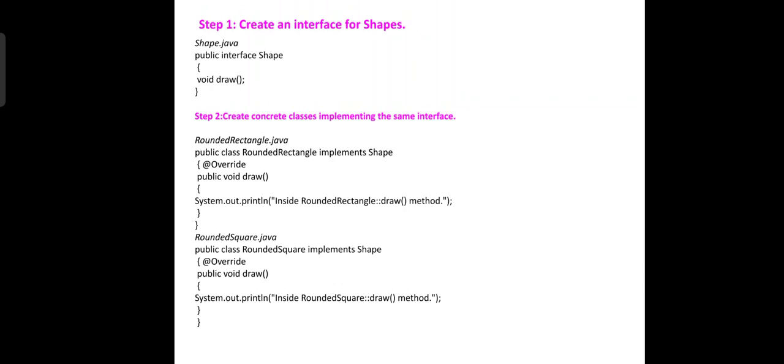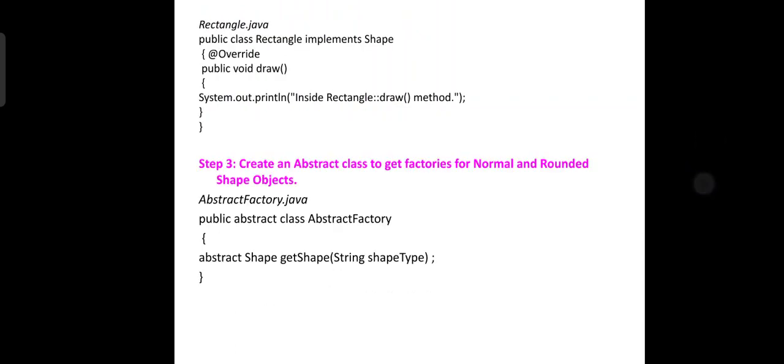System.out.println. After that, RoundedSquare is the class which is used for square, and in that also we will use the draw method for simply printing a statement by using System.out.println. Then the third class is for rectangle. In that also we will use the draw method for printing a statement by using System.out.println. After that, in step number 3, we create an abstract class to get the factories for normal and rounded shape objects.